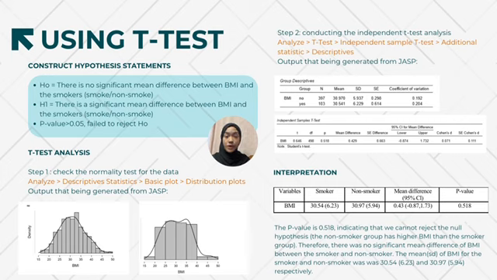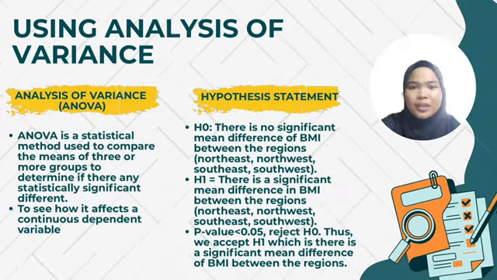So to conclude, although non-smokers show a slightly higher average BMI than smokers, the difference was small and not significant. Therefore, based on this analysis, we cannot say that smoking status has a clear effect on BMI. Next, I will continue the presentation.